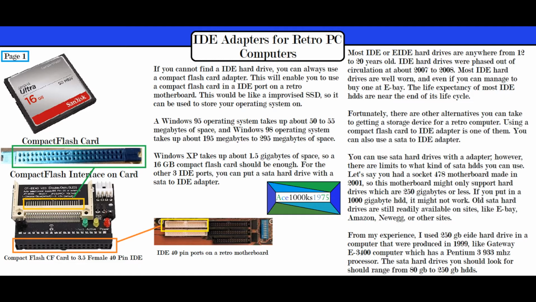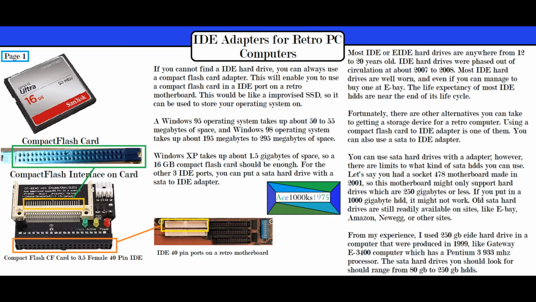So IDE hard drives were capable of anywhere from 66 megabits per second to 133 megabits per second. That's about 8.25 megabytes per second for 66 megabits per second, and 133 megabits per second would be equivalent to 16.63 megabytes per second. So this is more than capable.